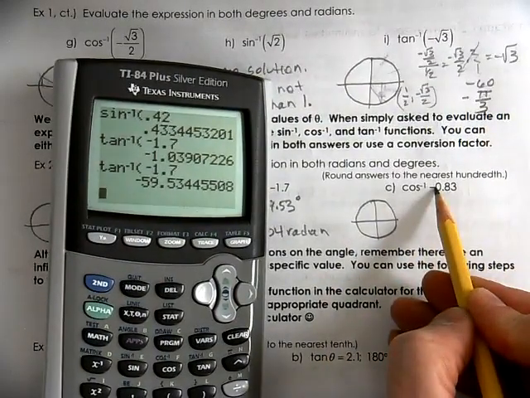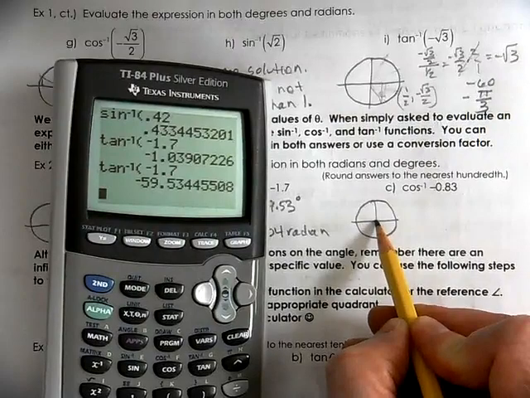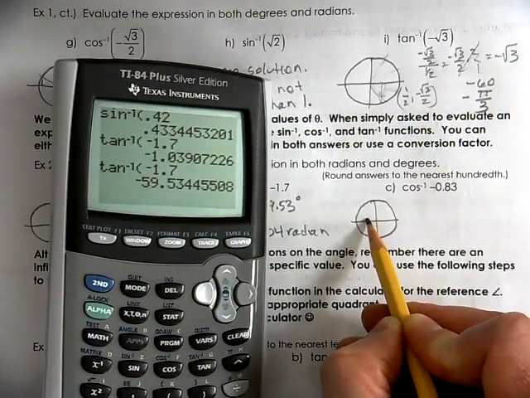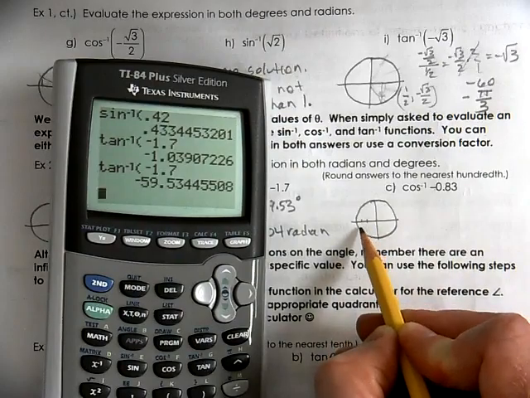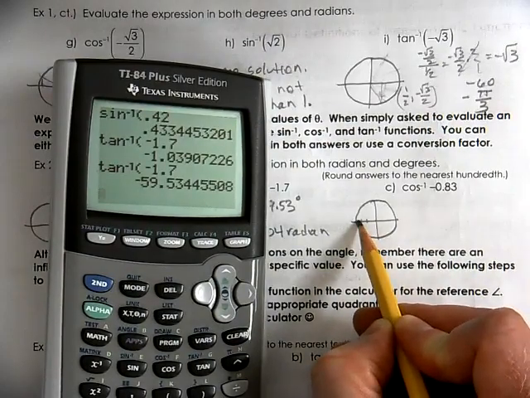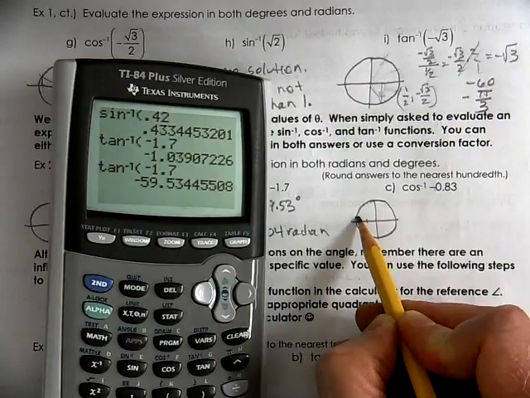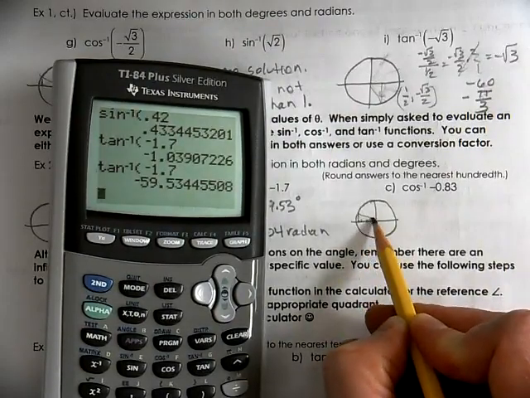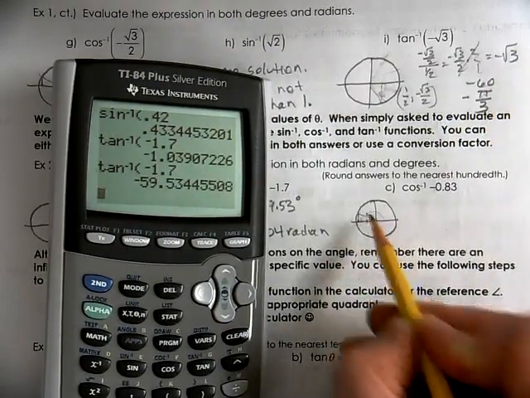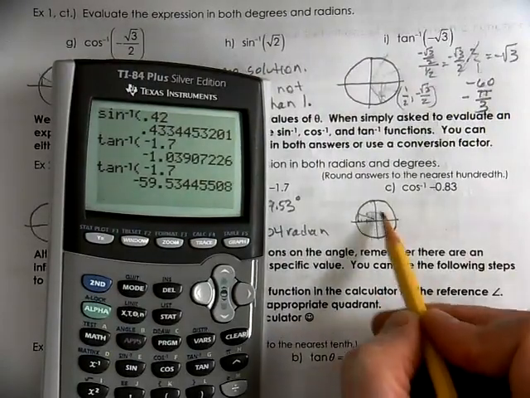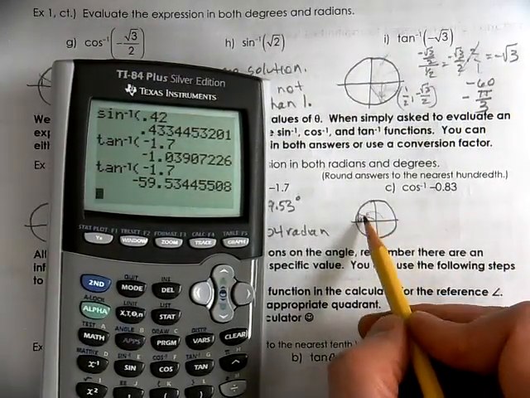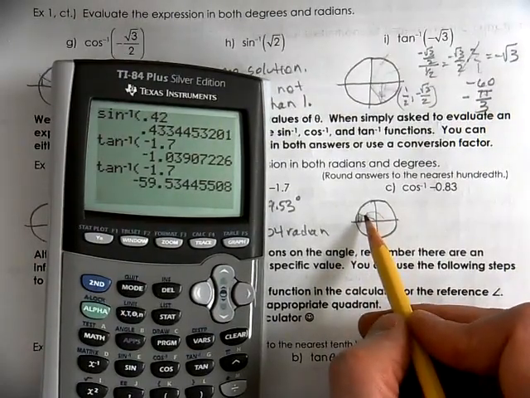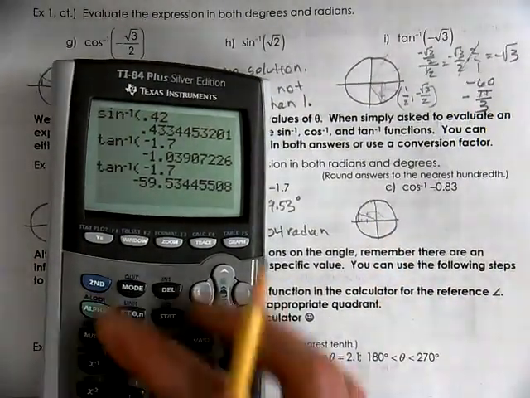A cosine value that is negative 0.83. Well, negative 0.5 would be here. Negative 0.75 would be halfway in between. So negative 0.83 is like way over here. And we come up. And that's the angle that we would be talking about. So it's going to be an angle way bigger than 90. I think it's going to be bigger than 150.